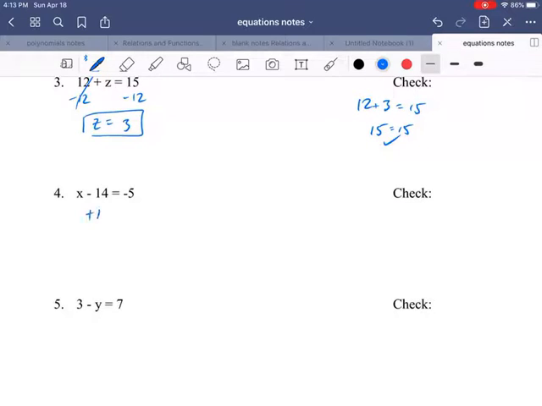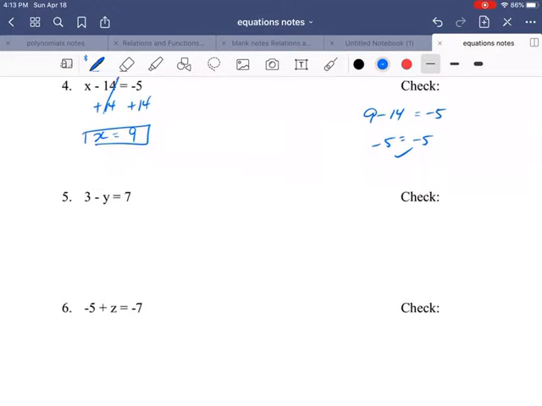This is negative 14, so the inverse operation is to add 14. That makes a zero pair, and we get x is equal to 9. And our check, 9 minus 14, does equal negative 5, so we did it correctly.